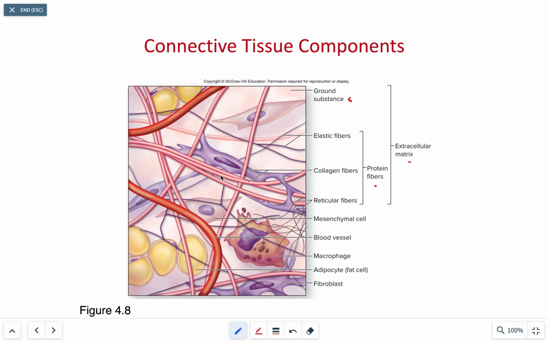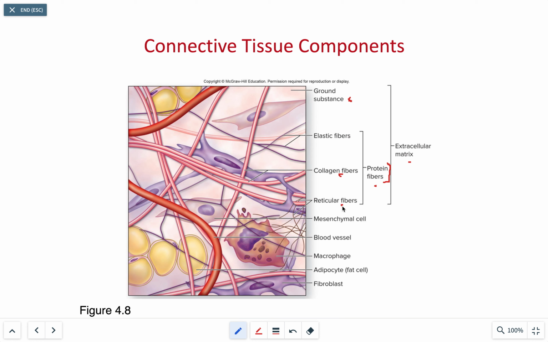Ground substance can be viscous, such as blood. It can be semi-solid, which we find in cartilage, and ground substance can also come in a solid form that we find in bone. The protein fibers that we see usually fall into three categories, based off of their strength and characteristics. The first one is the collagen fibers, which are strong and stretch resistant.